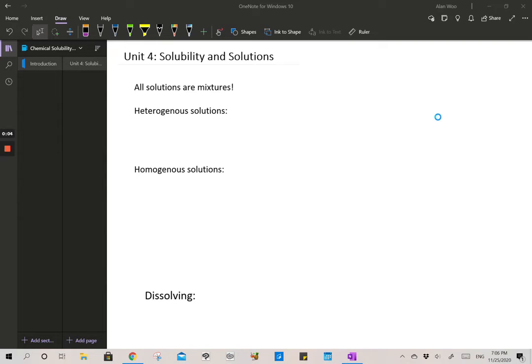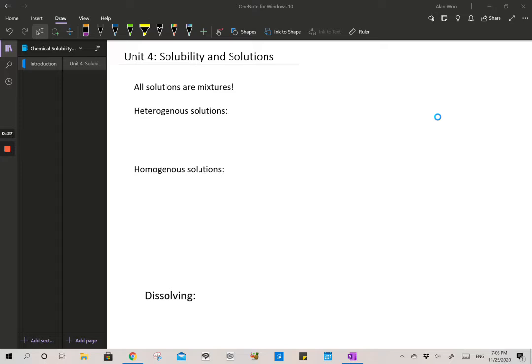Hi everyone. In today's class, we're going to look at solubility and solutions. This is the first lesson of Unit 4. By now, you've already heard of different types of mixtures, like heterogeneous mixtures and homogeneous mixtures. Well, all solutions are actually mixtures.